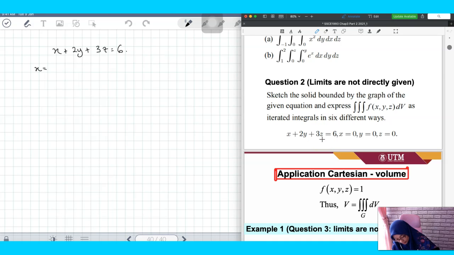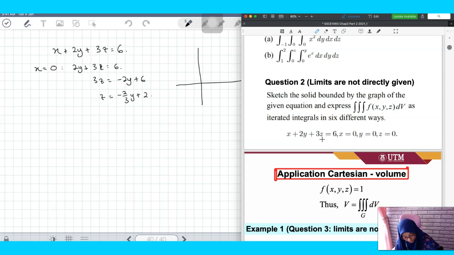So the trace at x equal to 0, you will get 2y plus 3z equal to 6, which gives 3z equals minus 2y plus 6, and z is negative 2 over 3 y plus 2. Okay, so when you sketch on the zy plane, you have this one.